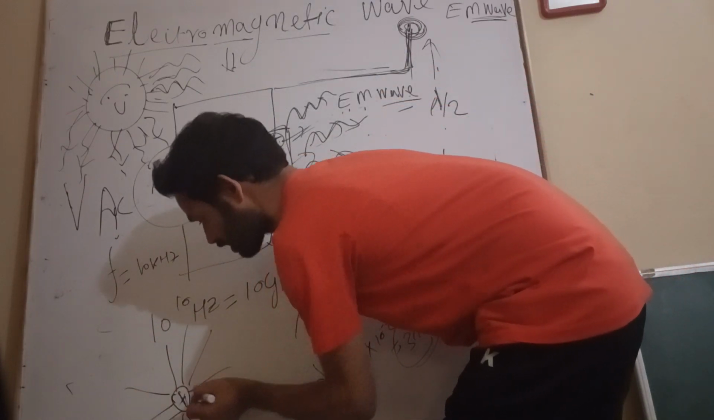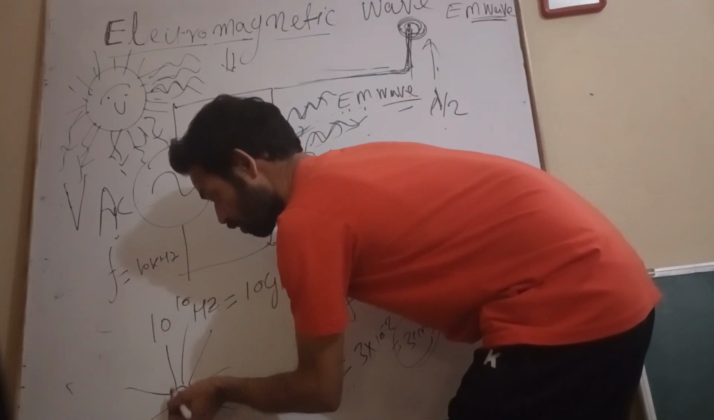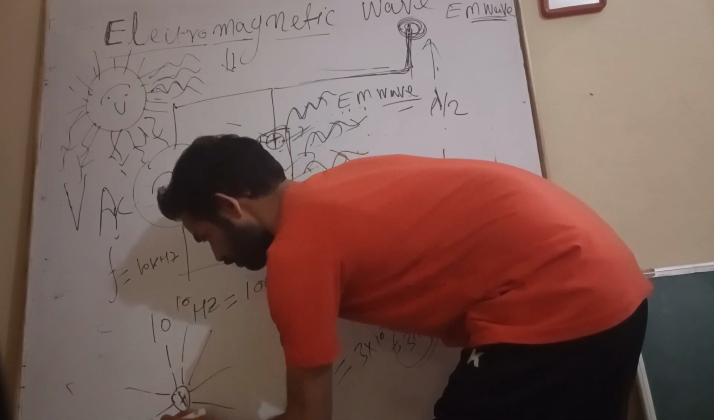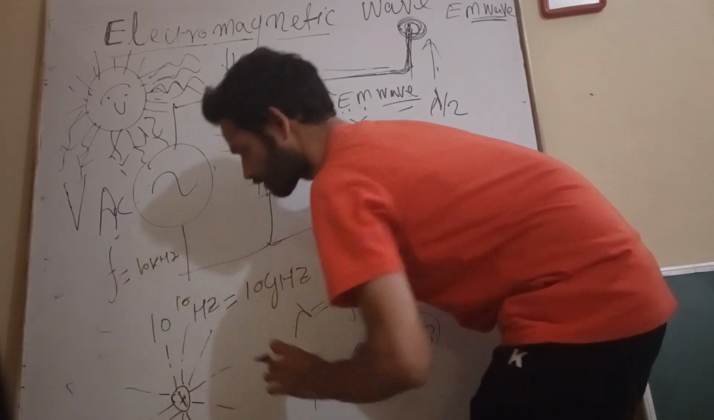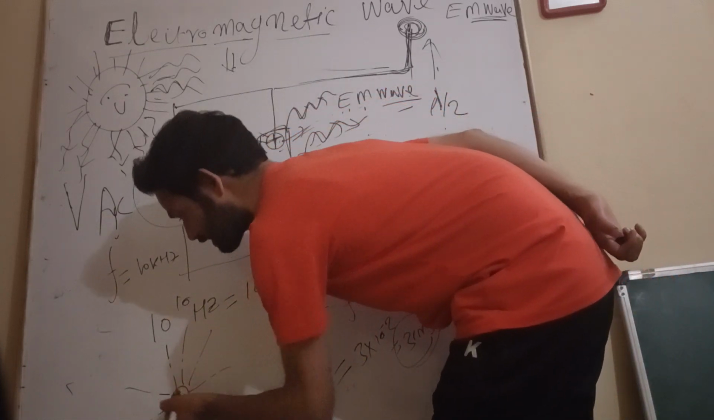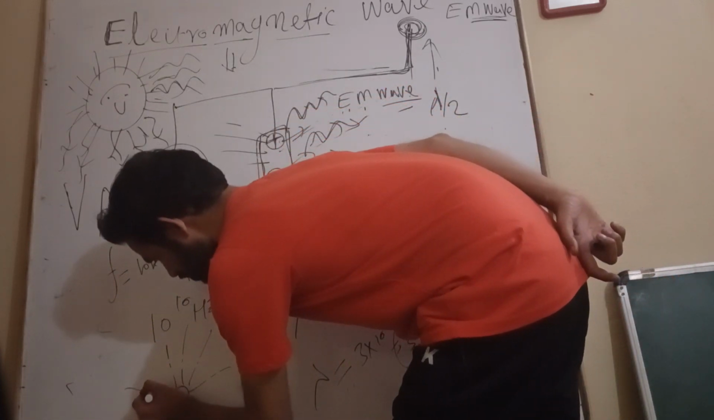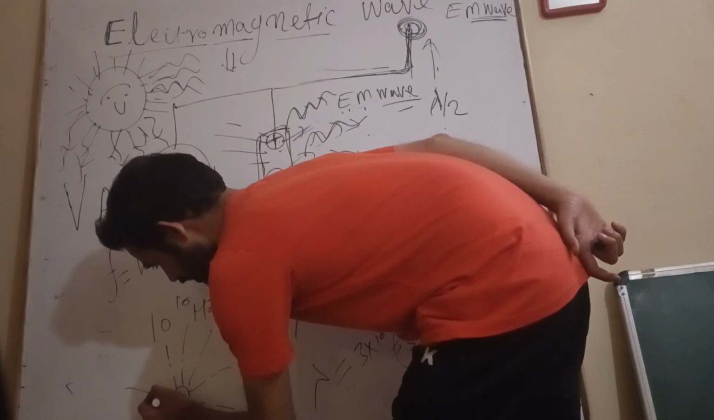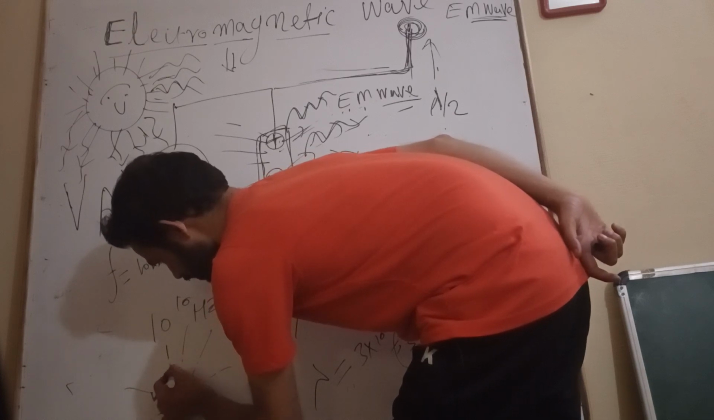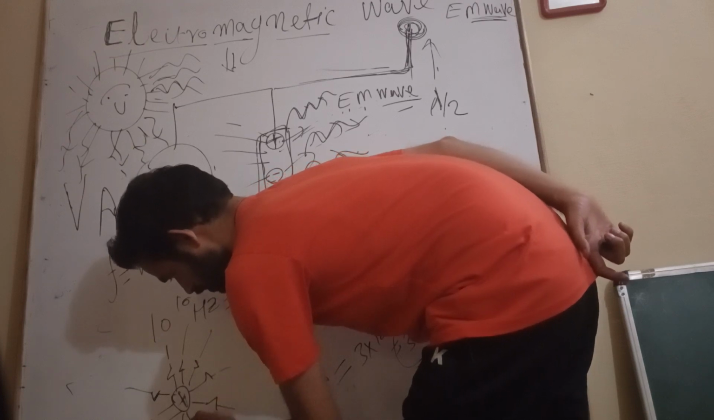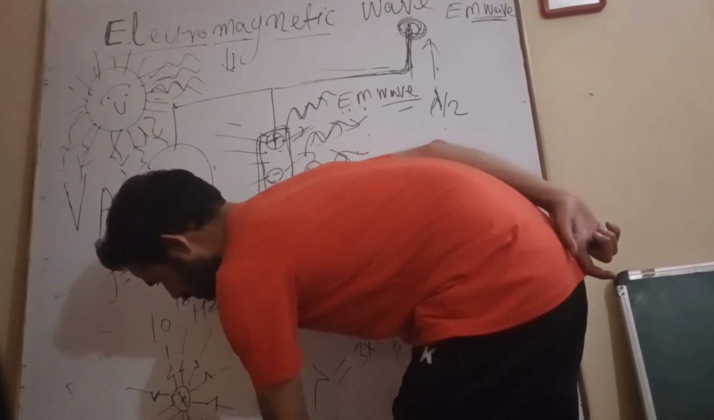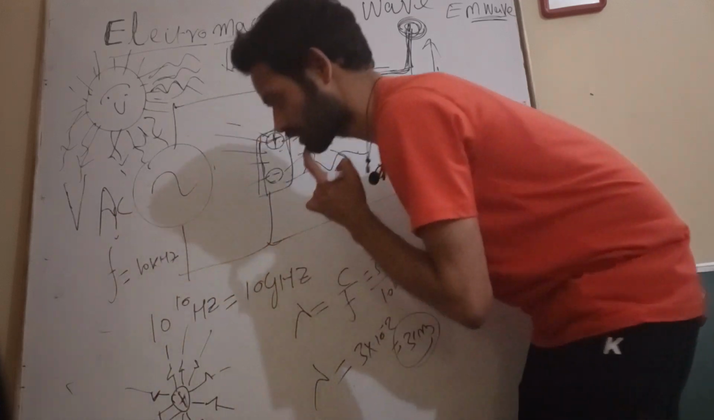If I give some disturbance, this charge will start oscillating. Once this charge starts oscillating, there is a kink here in this electric field. This is some disturbance here. What I did is just start oscillating this charge.